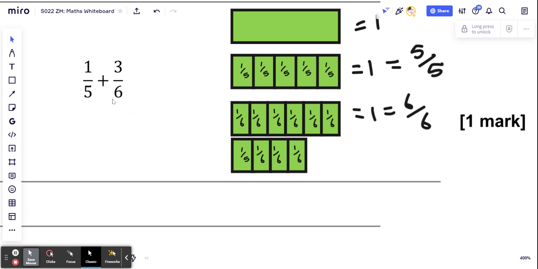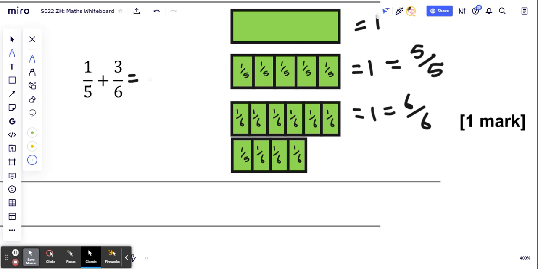Basically, what we've got to do is get the same denominator. So the trick to that is to look for a number that this number and this number go into. You're always going to find that if you multiply them, whatever number you get, they will both go into. But sometimes you don't need to do that. I think in this case we will. So 5 times 6 is 30.